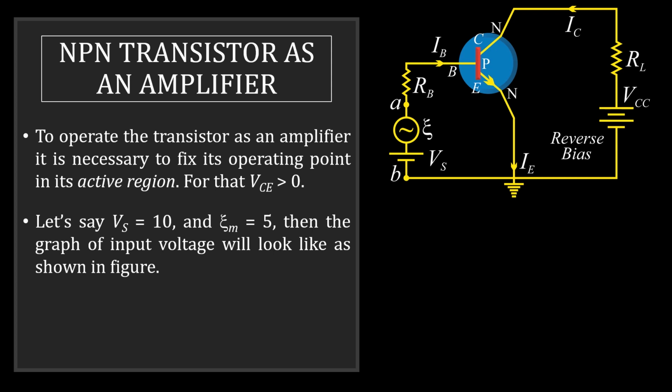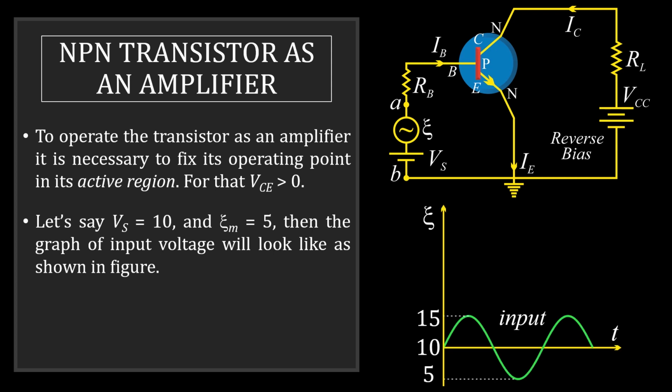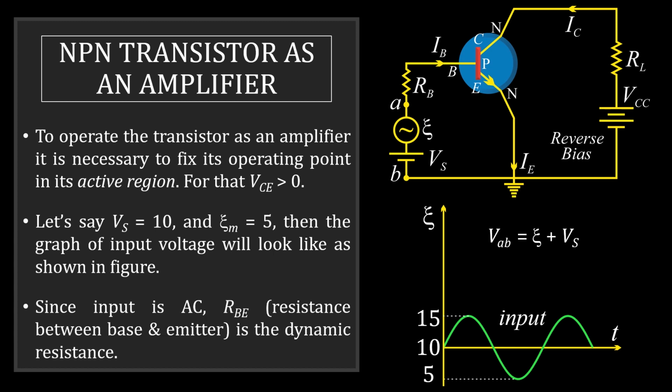Then the graph of input voltage will look like this. VAB is going to be E plus Vs, and E is 5, Vs is 10, therefore the maximum is going to be 15 and the minimum is going to be 5. Because we have applied an AC source, this RBE is going to be dynamic resistance. Now we want to understand how this circuit amplifies the input.